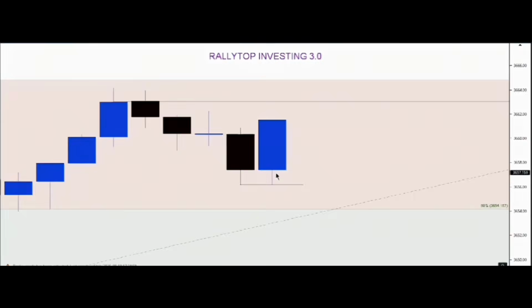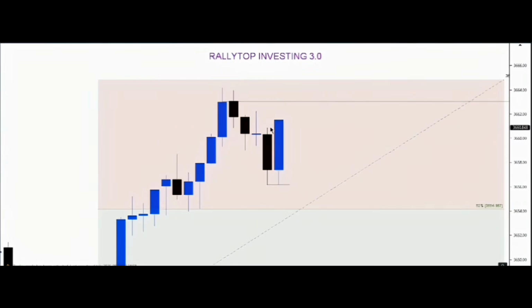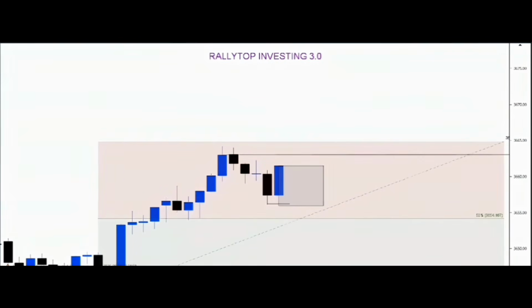And remember, after sweeping it, it closed above. So that means that this is the candle you want to mark. That's where you want to enter your trade, and you want to target 1 to 2. Simple. So let's continue to advance price.